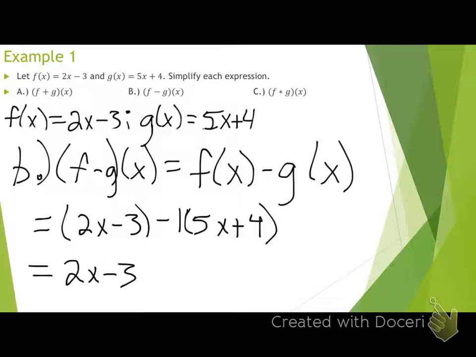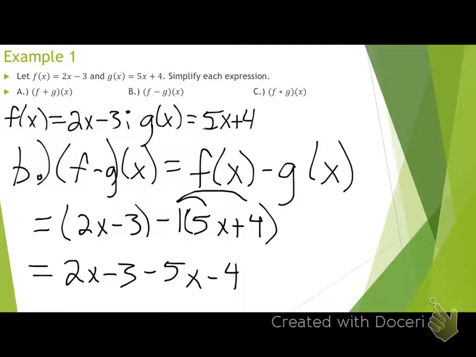Everyone know how to distribute? Take the number outside the parentheses and multiply it by every term inside the parentheses. So what's negative 1 times 5x? Negative 5x. Negative 1 times 4? Negative 4. So, the minus sign outside the parentheses changes all the signs inside the parentheses. Positive 5x changed to a negative. Positive 4 changed to a negative. It just changed my signs. You must do that when you subtract, because you're subtracting the whole polynomial, not just 5x, correct?